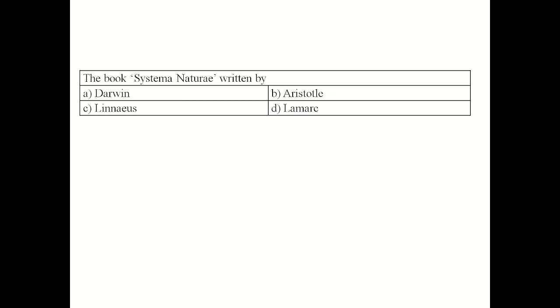The book Systema Naturae was written by Linnaeus. Holocuticular invaginations of the body wall are known as apodemes. The number of pairs of odoriferous glands present in stink bugs: stink bugs possess 4 pairs of odoriferous glands. Most beneficial order in class Insecta is Hymenoptera.